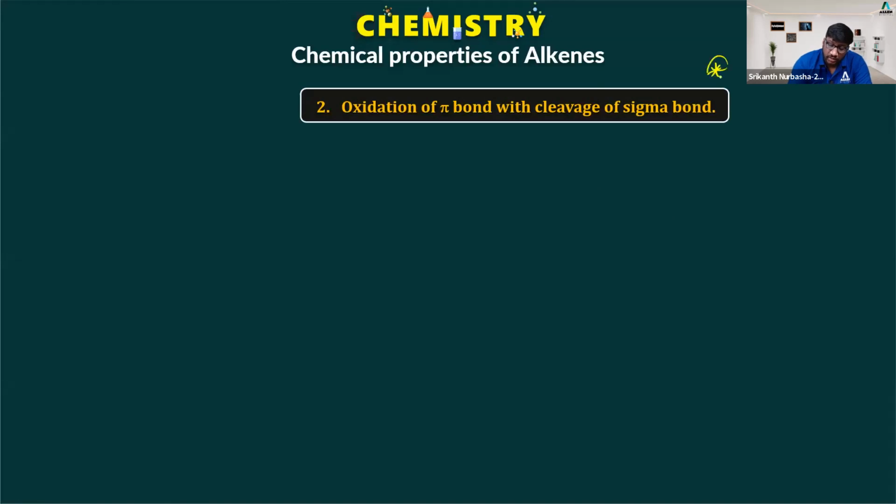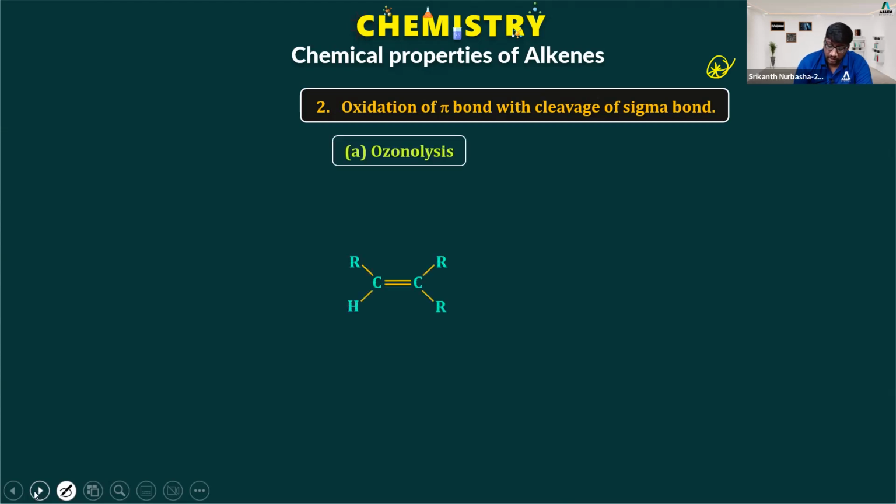Next set of reactions: oxidation of the pi bond with cleavage of the sigma bond as well. Do you remember any reaction where the sigma bond is also cleaved? Both pi bond and sigma bond. Very famous reaction. Ozonolysis. Very good. RCH double bond C with two R groups, if you treat this with O3 in the presence of H2 and zinc, you have the cleavage.